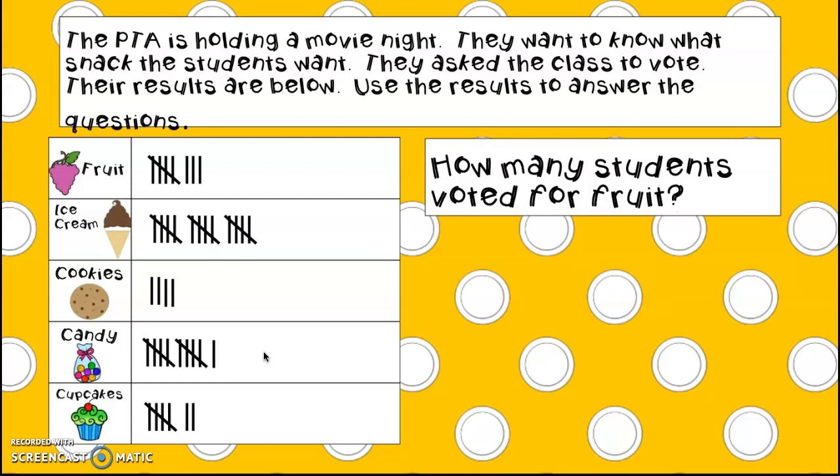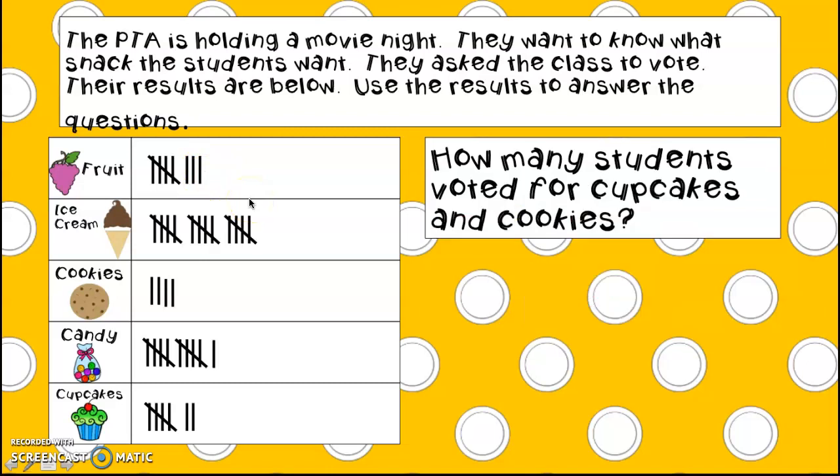How many students voted for fruit? Ready? 8 students voted for fruit. 5, 6, 7, 8. How many students voted for cupcakes and cookies? So you're adding them all together. How many voted for cupcakes and cookies?